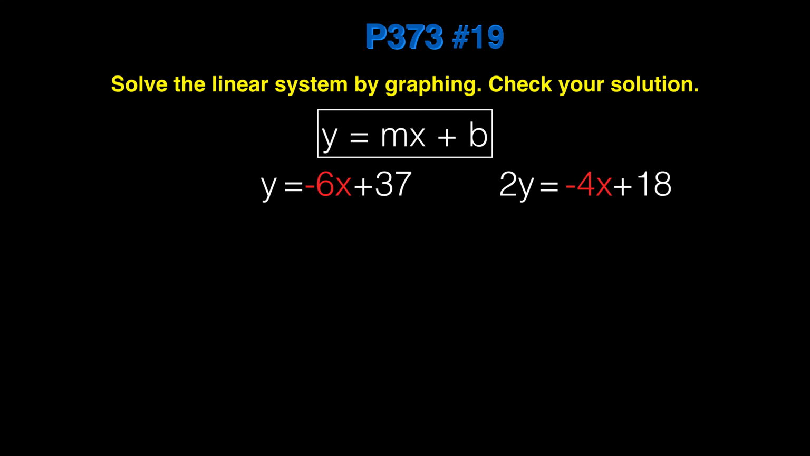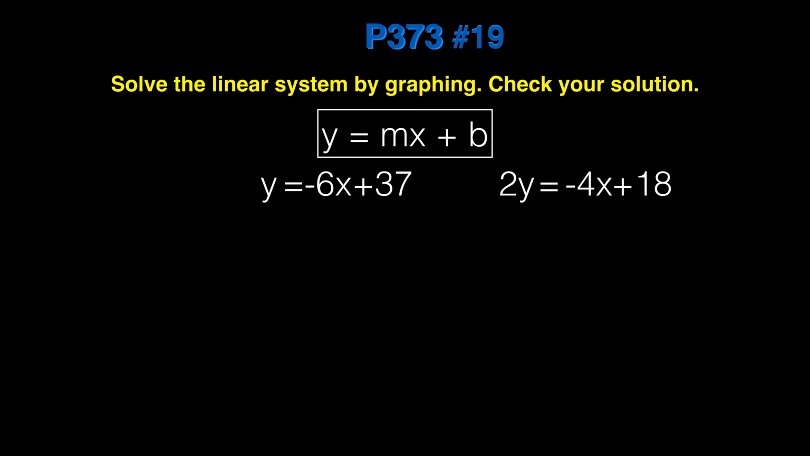You'll notice that the equation on the left has y equals negative 6x plus 37. That's right there a y equals mx plus b, so we have the form that we want. On the right side we have 2y equals negative 4x plus 18. So we're almost there. All the variables are on the correct side of the equation. We just have a 2 attached to the y that we want to get rid of.